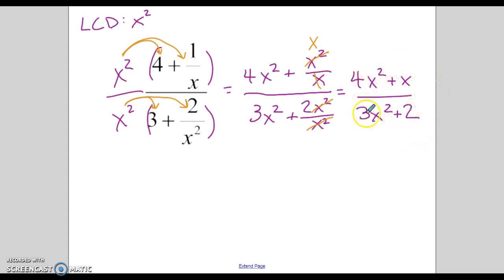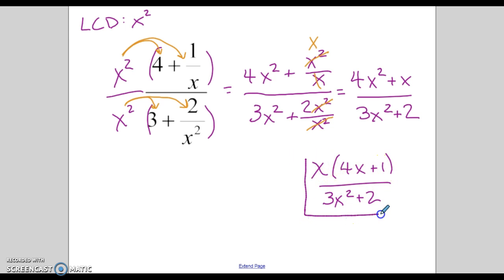And then we should check to see if there's anything that can cancel. I don't see any common factors right now, but I still need to actually factor the top. So I'm going to factor out a GCF of x, leaving me 4x plus 1 on top. And on the bottom, that doesn't factor at all, so it's just 3x squared plus 2. And you can see there's no common factors there, so there's nothing I can cancel. And there's my final answer.